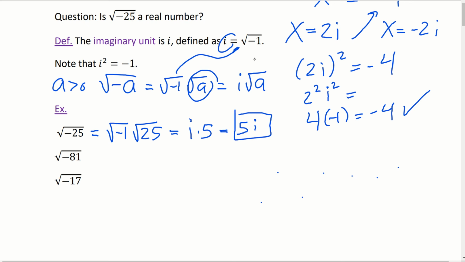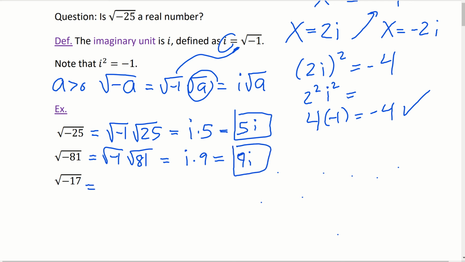Similarly, the square root of negative 81, we have a negative under a radical. So let's break that out. We're going to write it as the square root of negative 1 times the square root of 81. The square root of negative 1 is i. The square root of 81 is 9. And so that would be 9i.